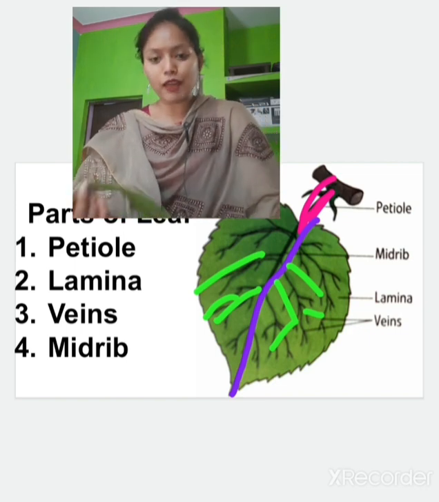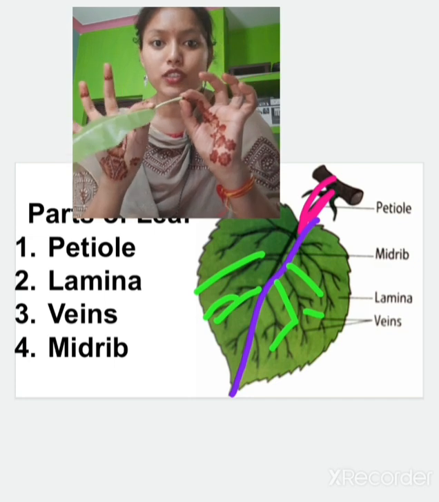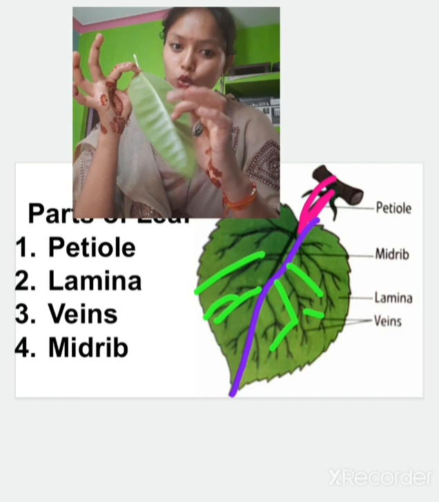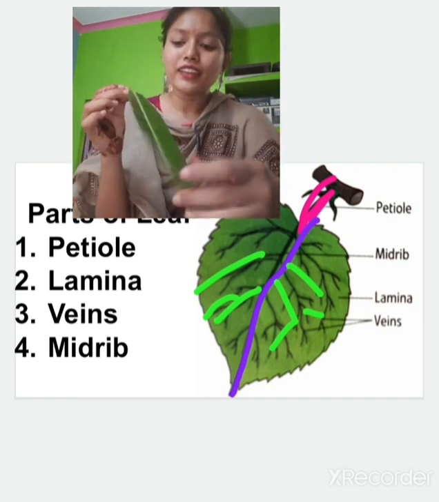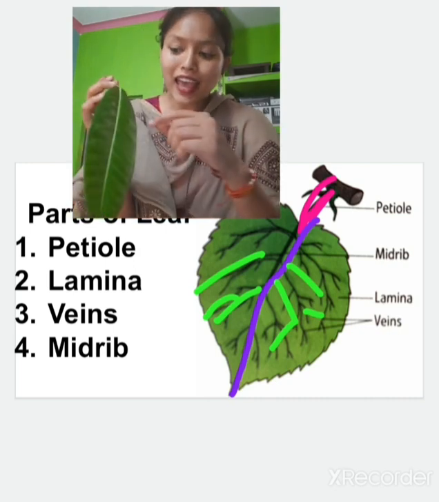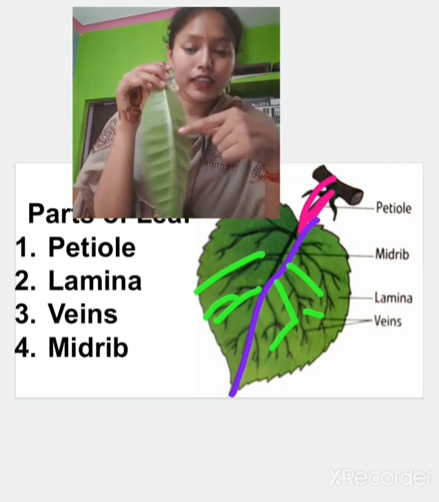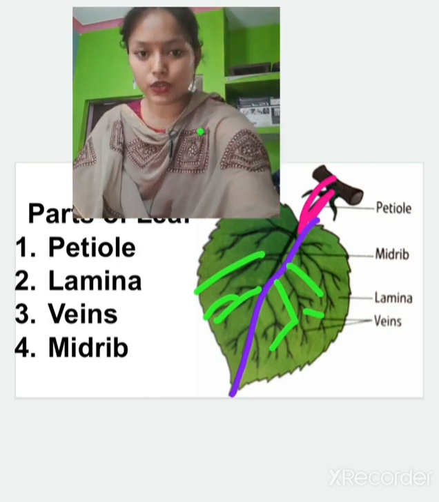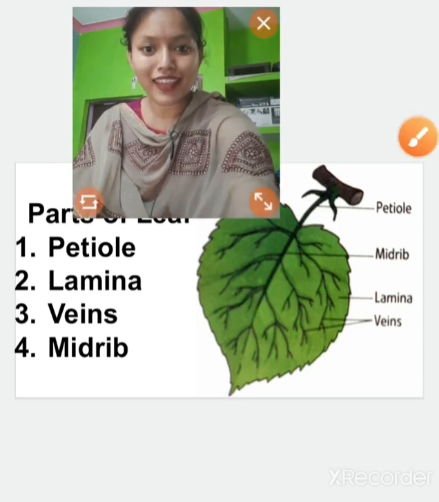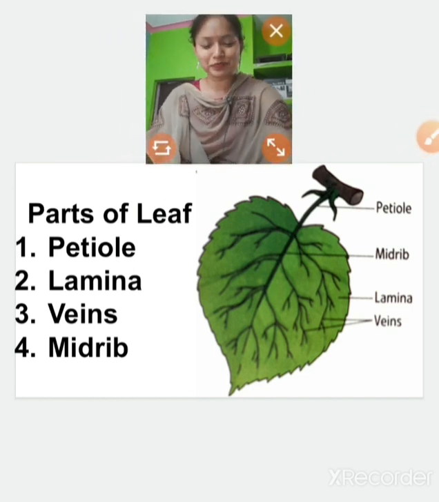So let's quickly recap. Starting from here, this part which is attached to the stem is known as the petiole. This center line is known as the midrib, and the whole surface of the leaf is known as the lamina, and these structures or drawings on the leaf are known as veins. Okay, is it clear? Now you just take out a leaf and you can mark all the parts easily.